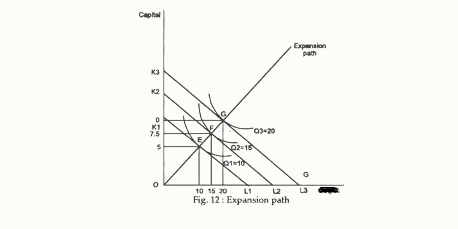Here you can see that we have a diagram in which we have the inputs on the x and y axes, that is labor and capital, and we have the isoquants, that is Q1, Q2 and Q3, and these are the various isocost lines that show the various levels of budgets that the firm or the producer has. So these are the various points of tangency showing the various equilibria that we have.